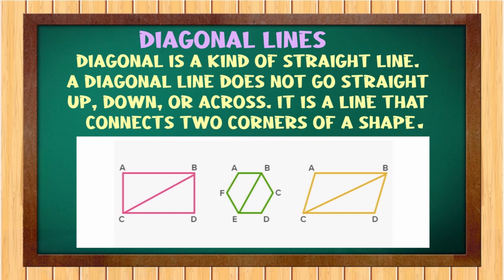Here are some examples of what diagonal lines look like. In the second example, you would notice a diagonal line is formed by connecting point B and point E. For the final image, a diagonal line connects point B and point C. All those are examples of diagonal lines.